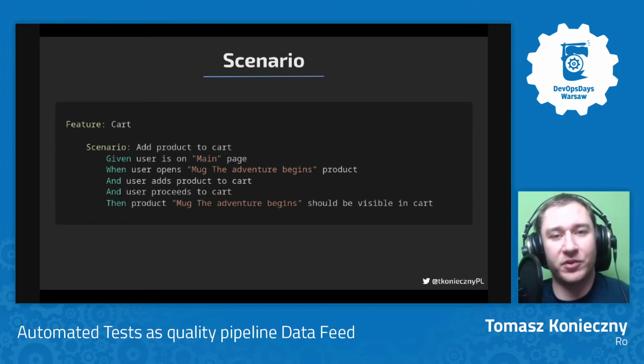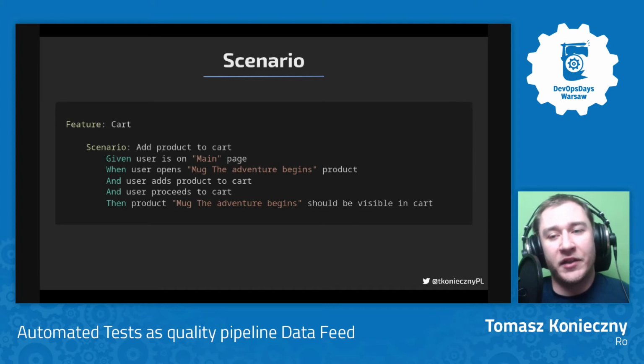We have a really simple scenario here: add product to cart. Basically the user is on the main page. The user opens some interesting product. Then the user adds this product to the cart, proceeds to cart, and the product should be visible there. So really simple scenario. I used Gherkin here to visualize the specific case, but it's not only about Gherkin, it's how these tests are designed.